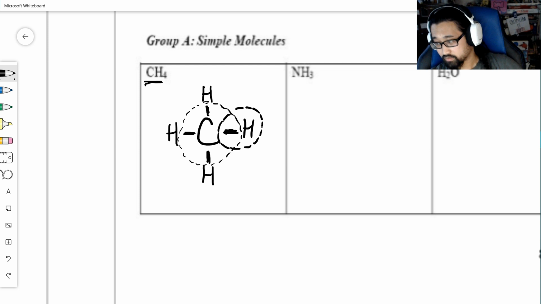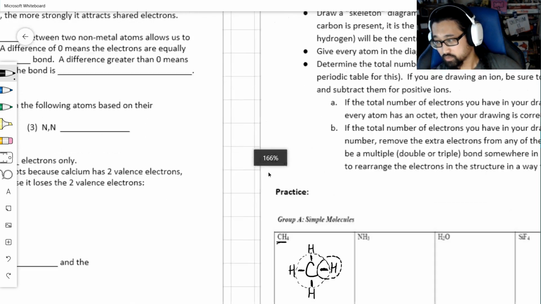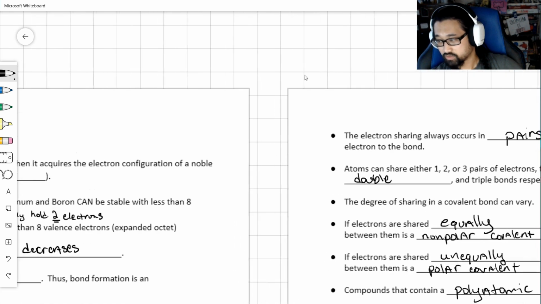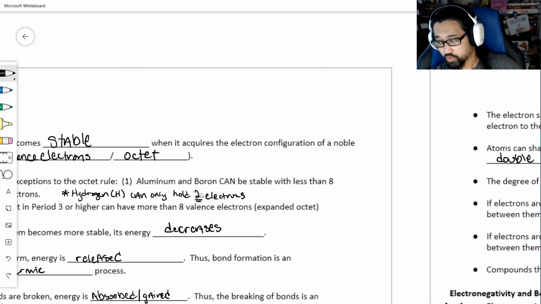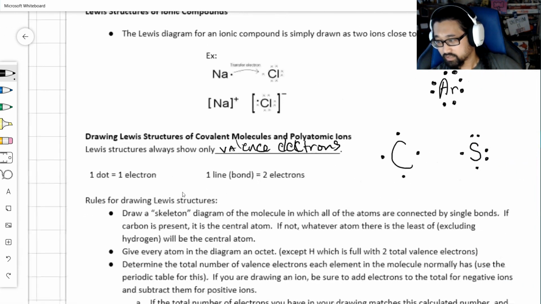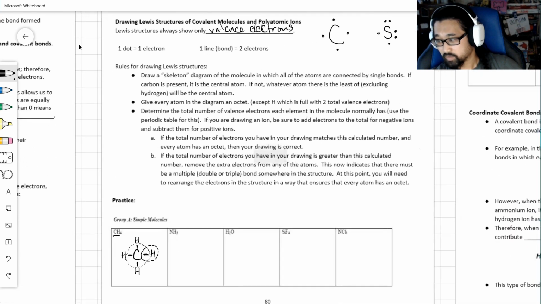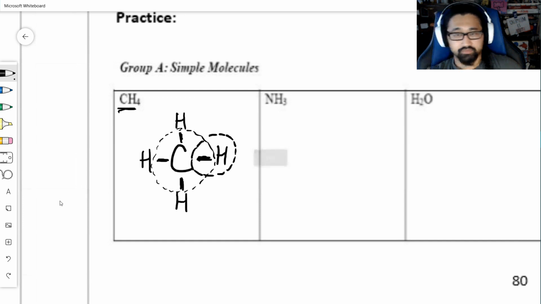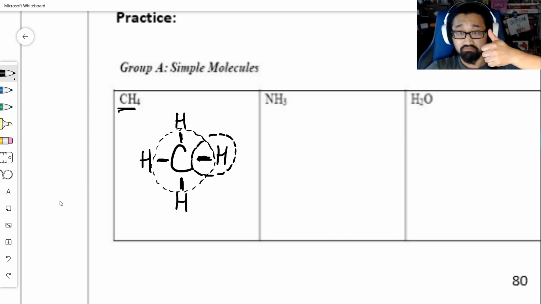Well, if you remember what I said on the last page, hydrogen can only hold 2 electrons. So the fact that hydrogen has 2 electrons here means that hydrogen is happy. All right, that is the second to last step. Check if everybody is happy. If all the elements in your compound are happy, then we're good. You're done. You have drawn your structure.